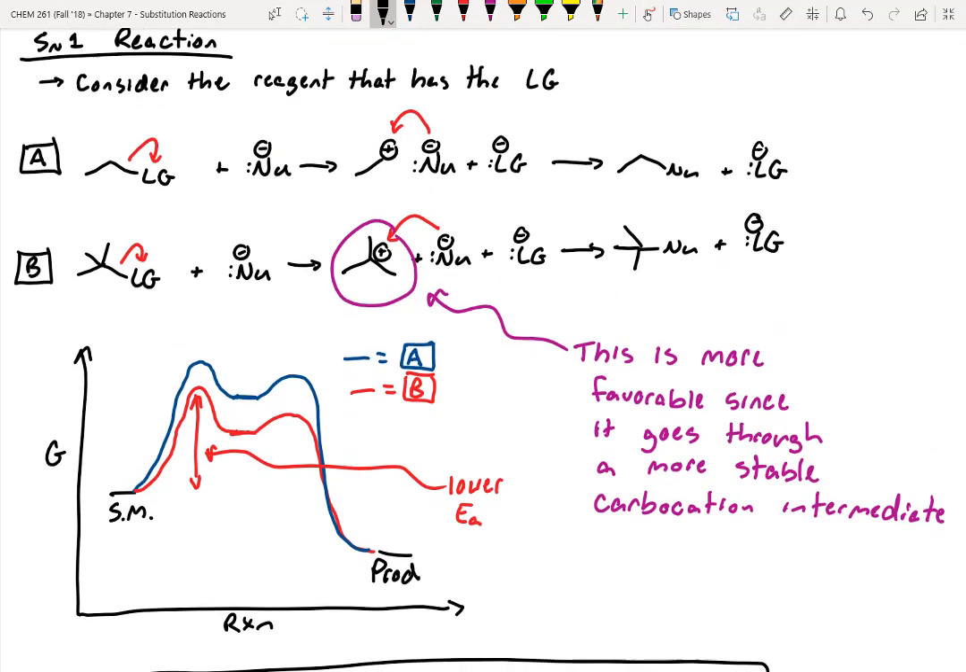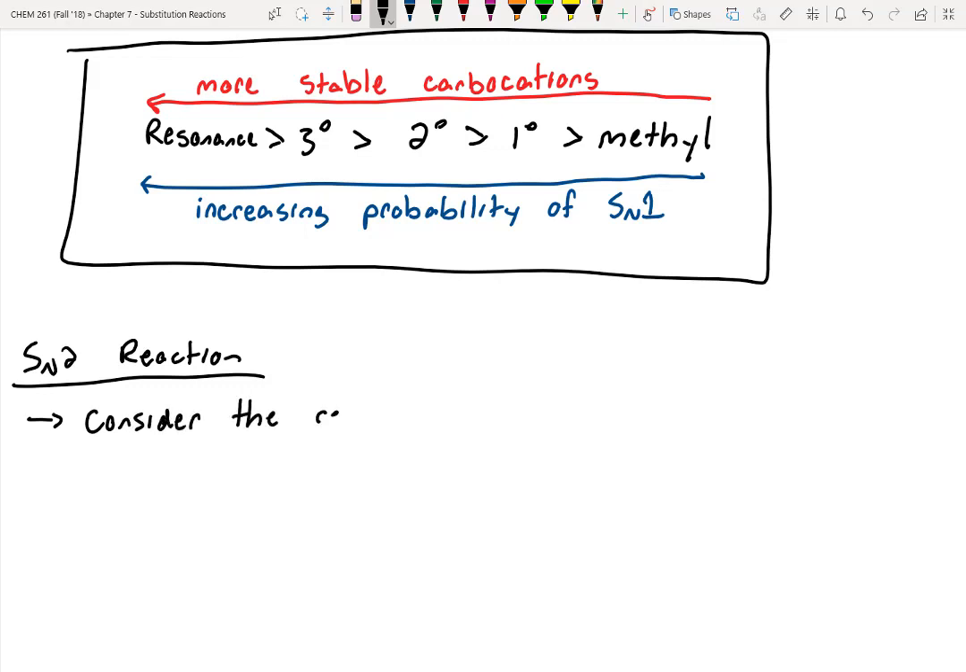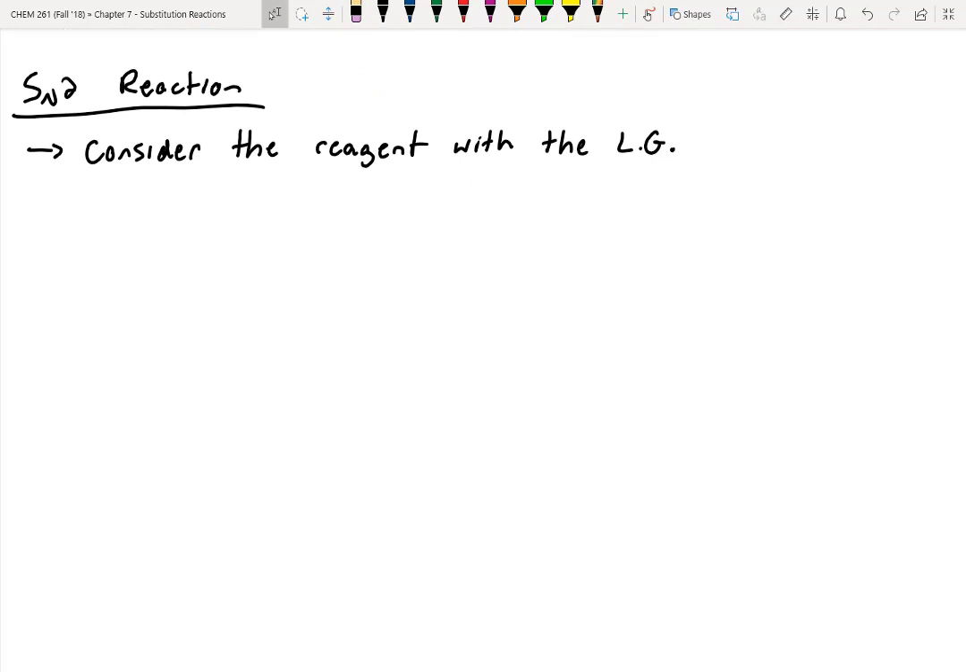All right, let's think about SN2 reactions. So we just did the SN1 reaction. And we're again going to consider the reagent with the leaving group. Oh man, my handwriting is terrible today. I know. Longer you're in school, the worse your handwriting gets.